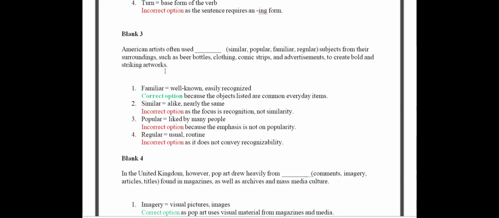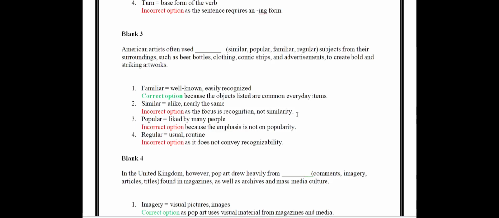So let's go. American artists often used dash subjects from their surroundings such as beer bottles, clothing, comic strips and advertisements to create bold and striking artworks. The correct answer is familiar, because familiar means well known or easily recognized. It is the correct option as the objects listed are common everyday items. The word similar means alike or nearly the same. Incorrect option because the focus is recognition, not similarity.